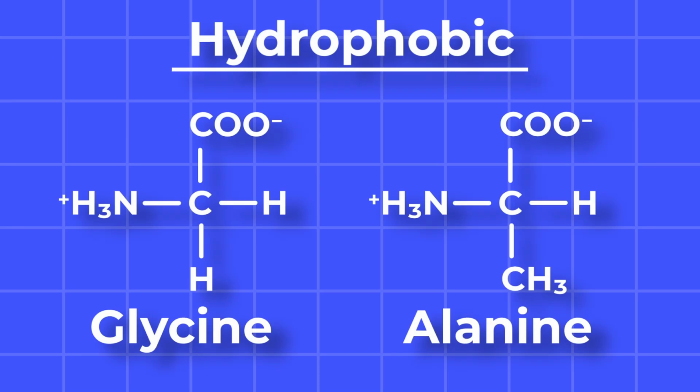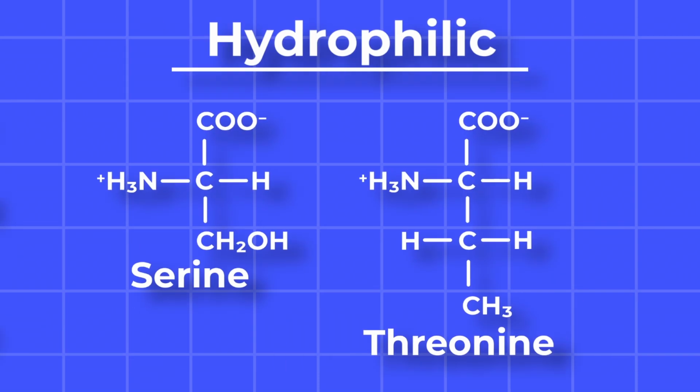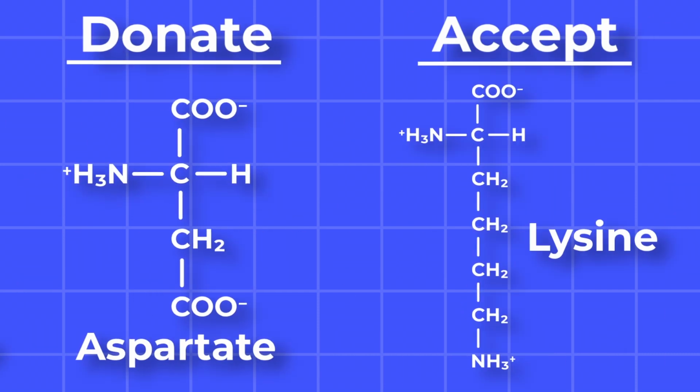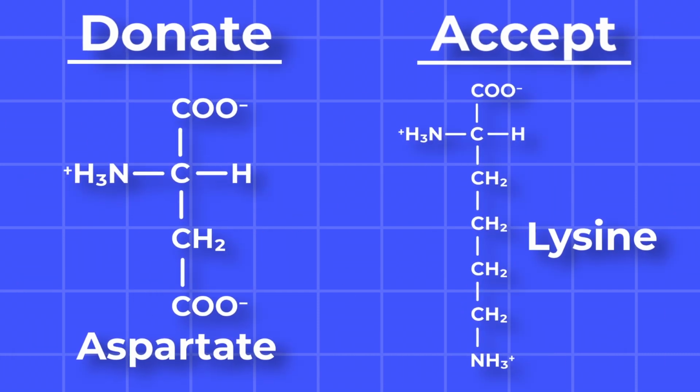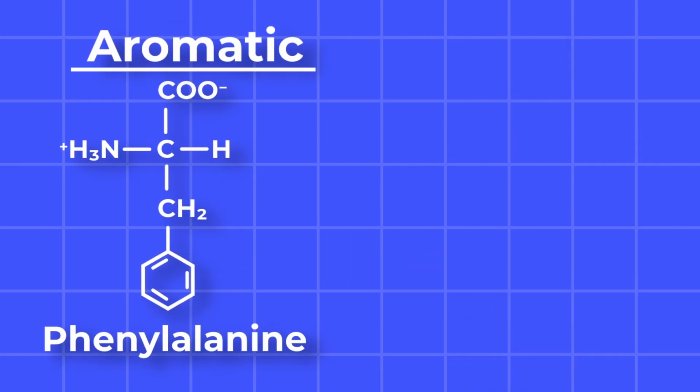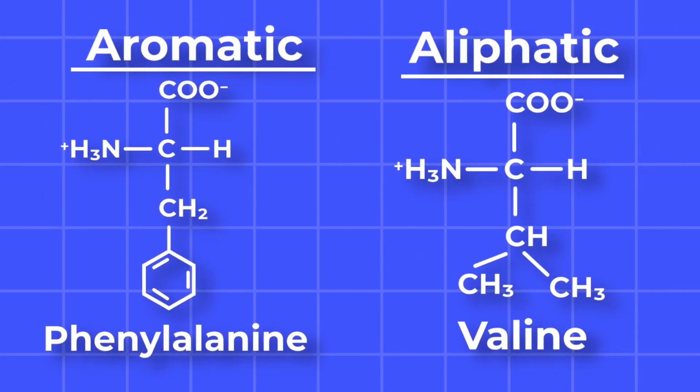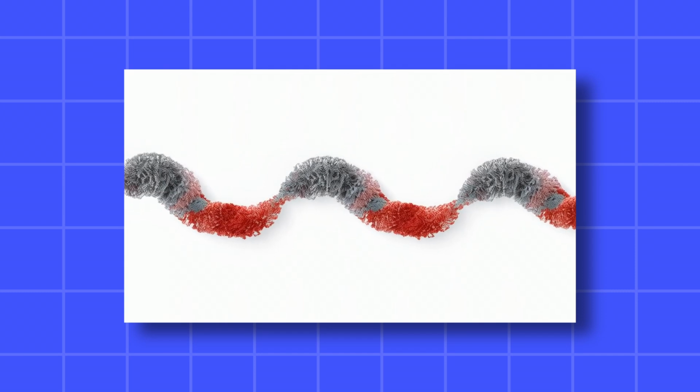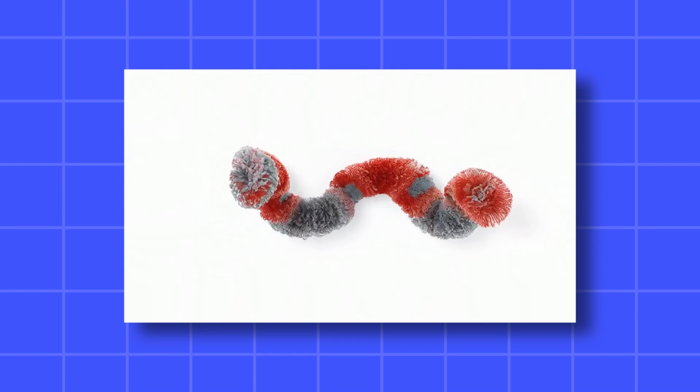Now, side chains are where the action is. Some are hydrophobic and prefer the protein interior. Some are hydrophilic and reach for water. Some donate or accept protons and carry charge. Some are aromatic rings. Others are flexible and aliphatic. This diversity drives how proteins fold and function.